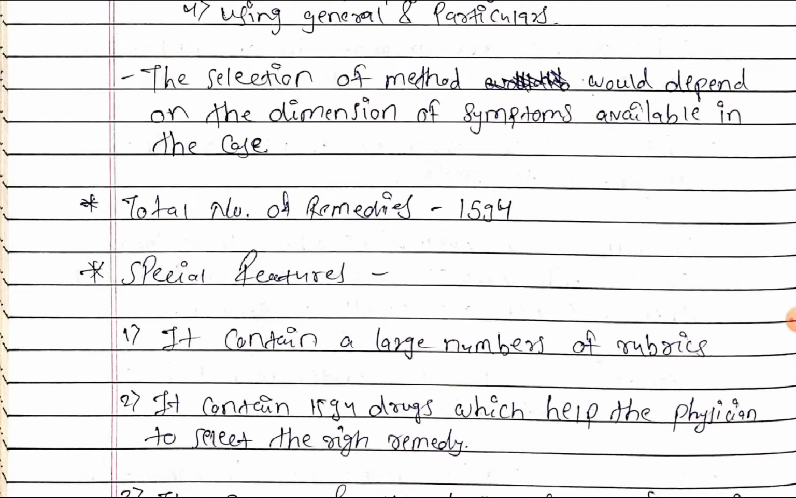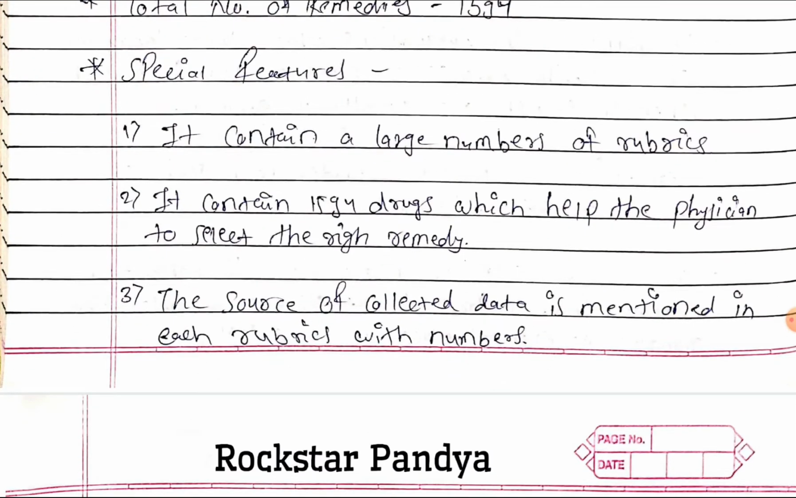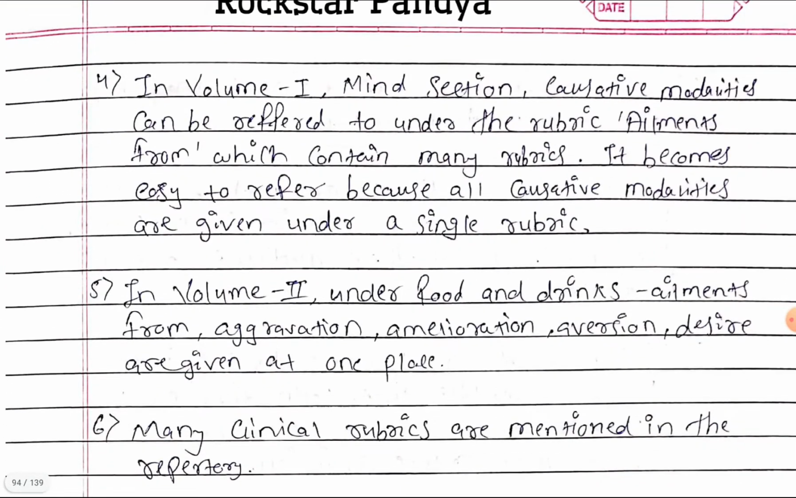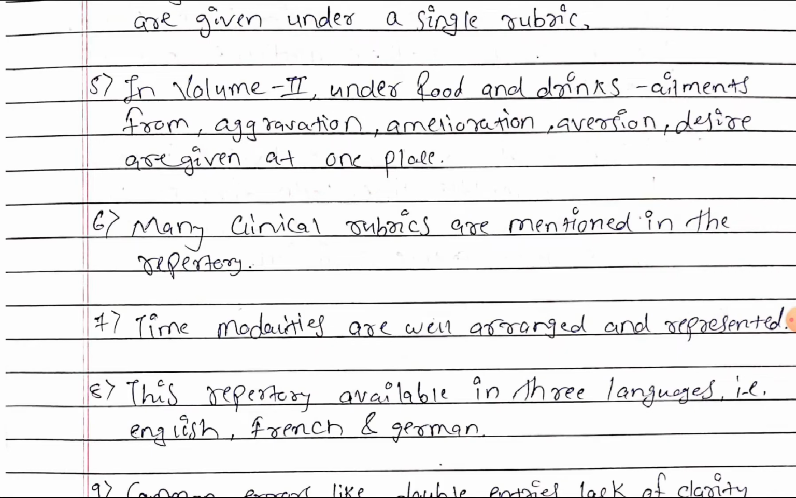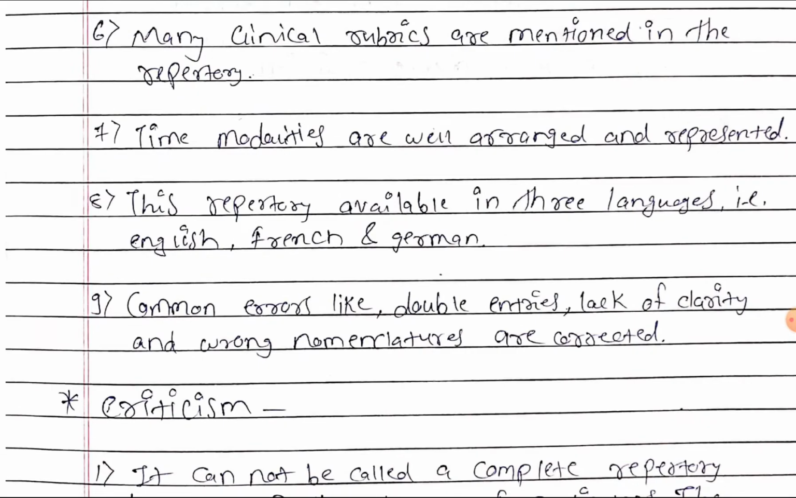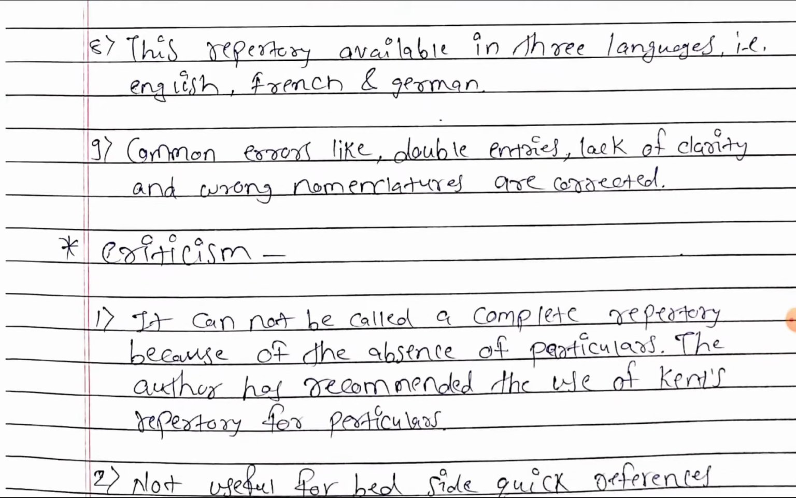Special features include: it contains a large number of rubrics, it contains 1594 drugs, which helps the physician to select the right remedy. The source of collected data is mentioned in each rubric with numbers. In volume 1, mind section, causative modalities can be referred to under the rubric ailments from, which contains many rubrics. It becomes easy to refer because all causative modalities are given under one single rubric. In volume 2, under food and drinks, ailments from, aggravation, amelioration, aversion, desire are given at one place. Many clinical rubrics are mentioned in the repertory. Time modalities are well arranged and presented. This repertory is available in 3 languages, that is English, French, and German. Common errors like double entries, lack of clarity, and wrong nomenclatures are corrected.